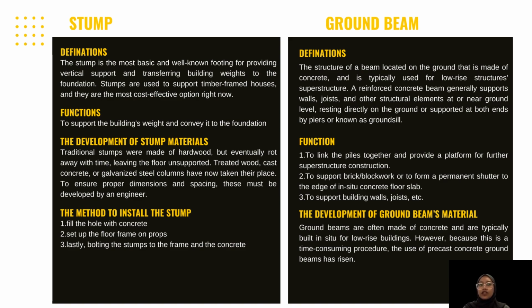Last but not least is the method to install the stump. First of all, fill the hole with concrete. Number 2, set up the floor frame of ropes. Lastly, bolt the stumps to the frame and the concrete.